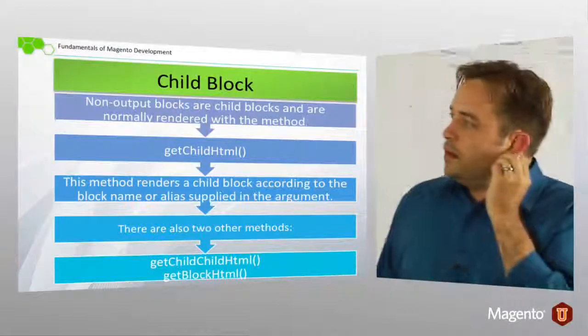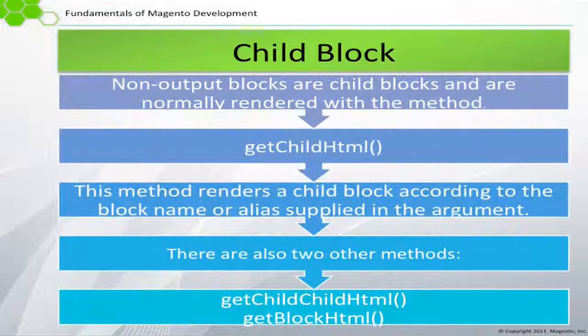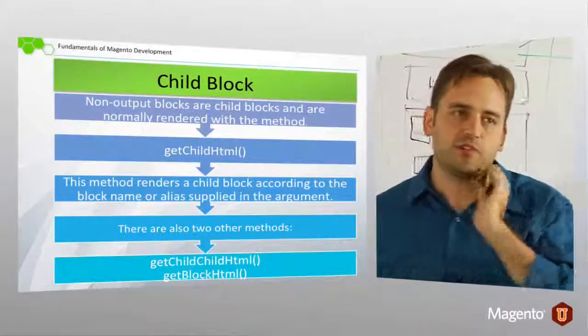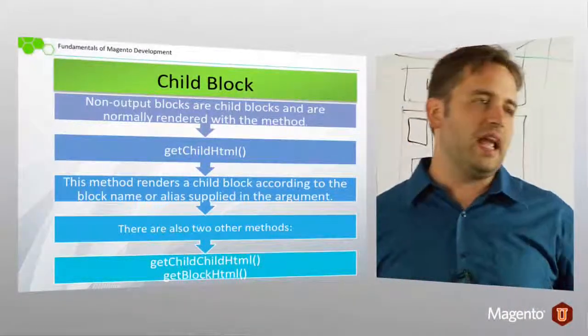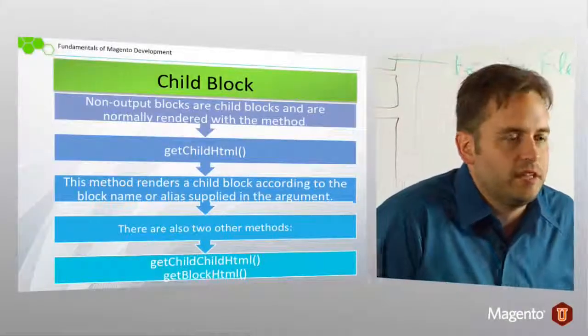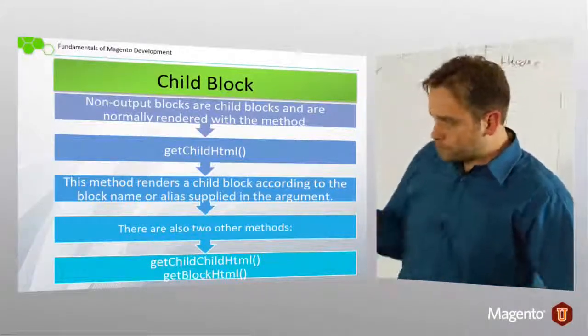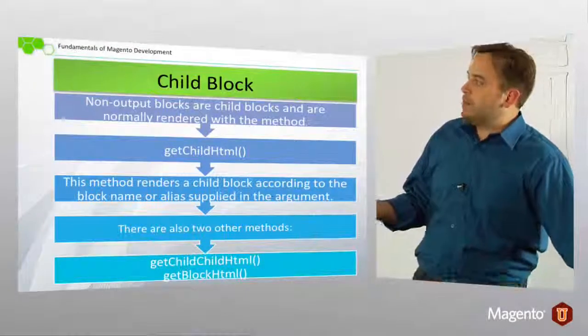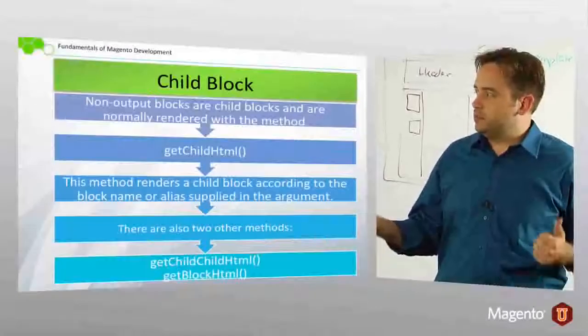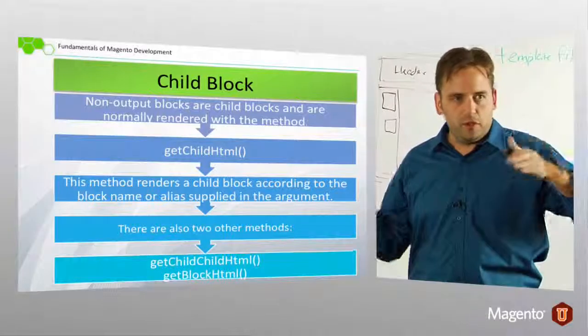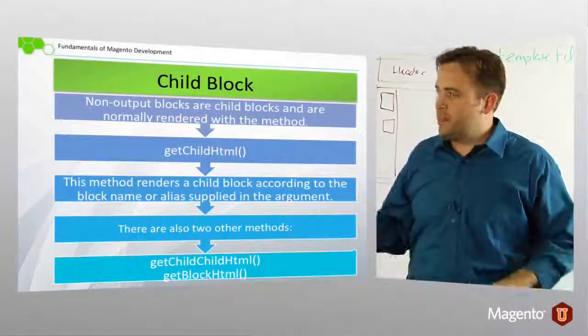All right, so getChildHTML renders child blocks according to the block name or alias supplied in the argument. Well, what does that mean? It's kind of dry. We could specify a string in here, and that string refers to a name that was set at some point, usually in layout XML. More on that later, but just know that getChildHTML is the method that we use to call children, and that it's actually recursive.